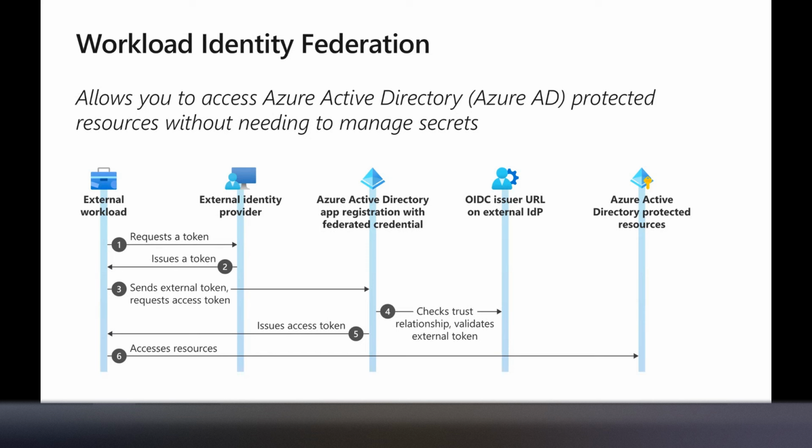In this case, external workload. In this case, as I said, GitHub Action, and then GitHub Action can go in and do its job. Basically, access Azure resources protected by Azure AD. Okay, any questions?